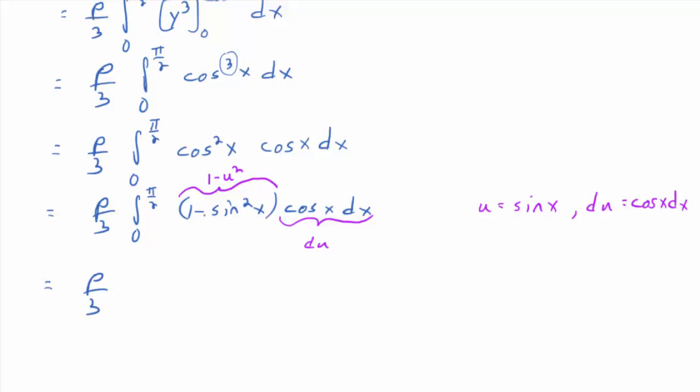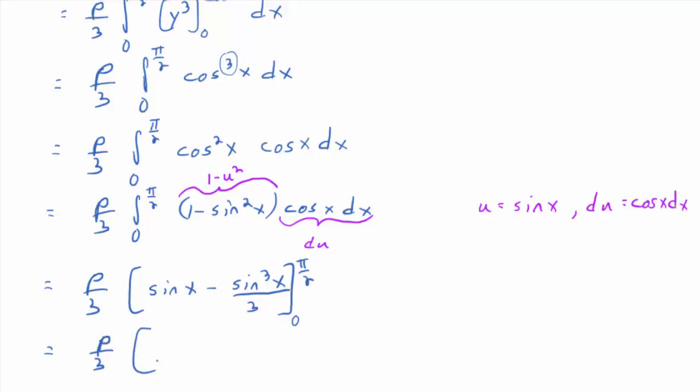So if I actually made the substitution, I integrated, I'd get u here. When I integrate 1 with respect to u, I'd get u, but u is really equal to sine of x, so I do that integration, I get sine of x right there. And then minus u cubed over 3, that's minus sine cubed x over 3, evaluated from 0 to pi halves. And that turns out to be rho over 3.